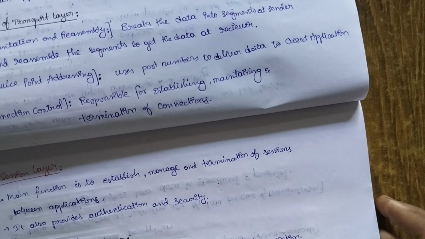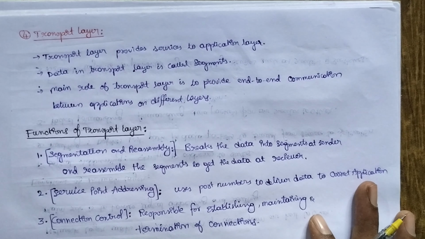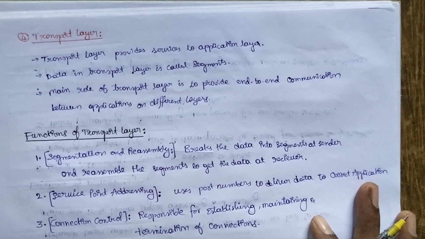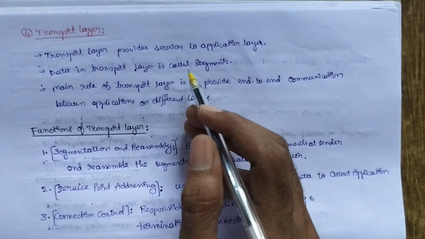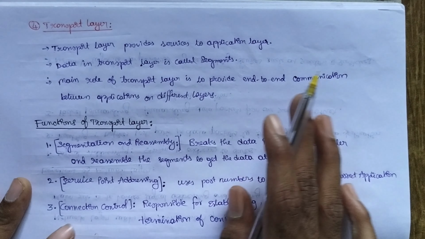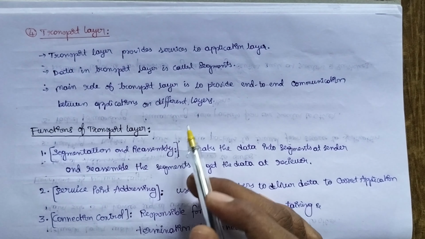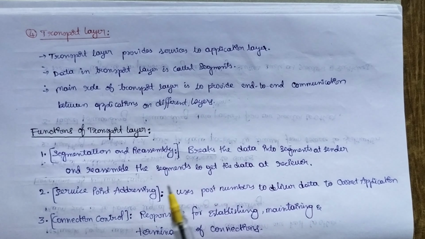The fourth one is the transport layer. A transport layer provides services to the application layer. The data in the transport layer is called segments, and the main role of the transport layer is to provide end-to-end communication between applications on different hosts.